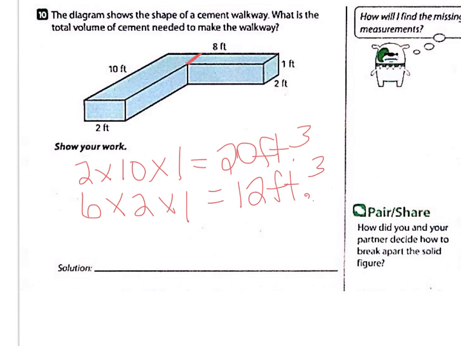Now, in order to get the total volume of cement that they need, we have to add these two together, because they obviously have to have cement for this and they have to have cement for this. So when you add together 20 plus 12, you get 32 cubic feet. Okay?